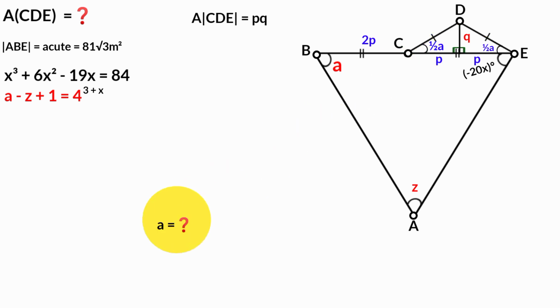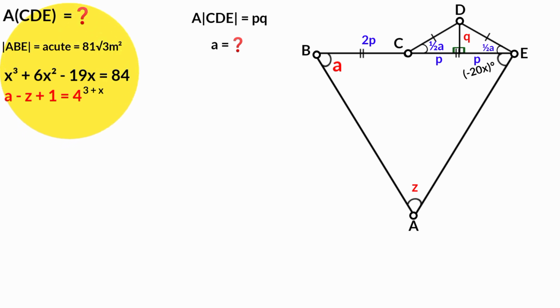We don't know. But here we have a minus z plus 1 equal to 4 raised to power 3 plus x. In this equation, we have three unknown variables, a, z, and x. We cannot solve it without the help of another equation. So we seek the help of this equation.